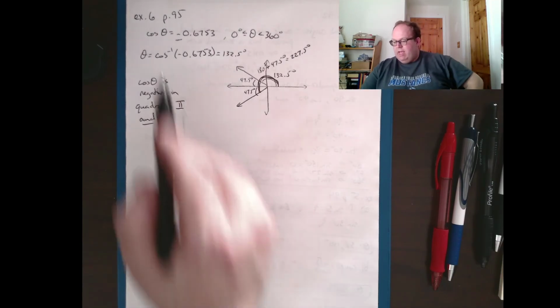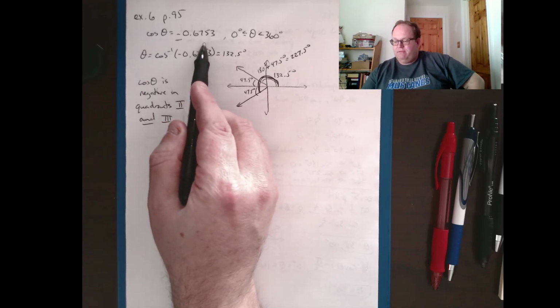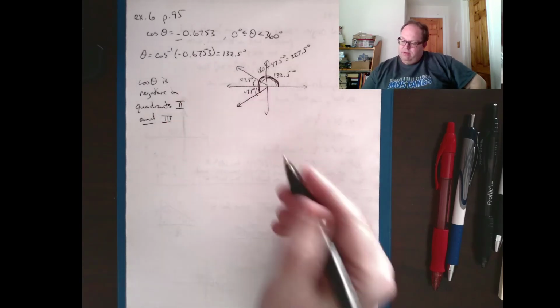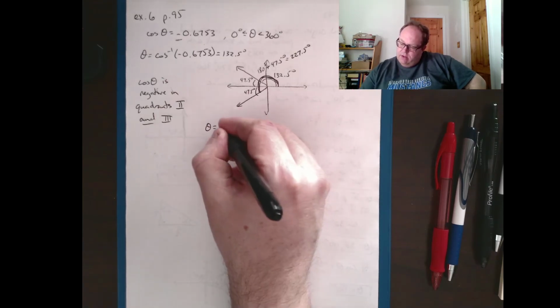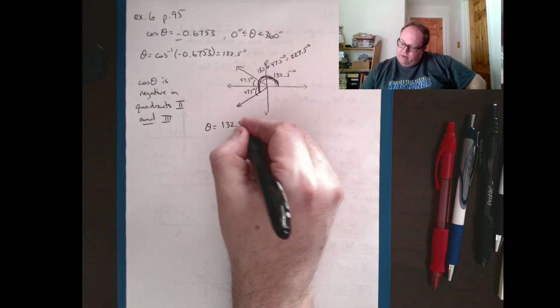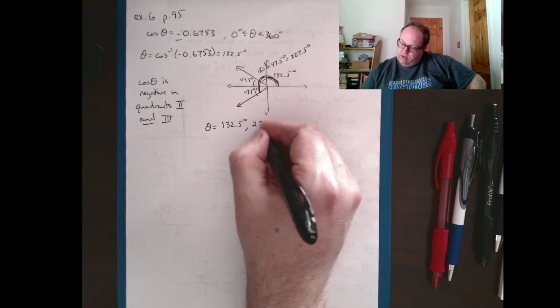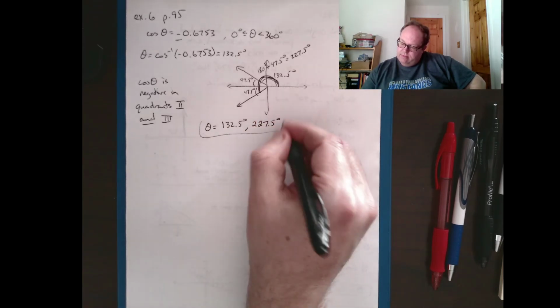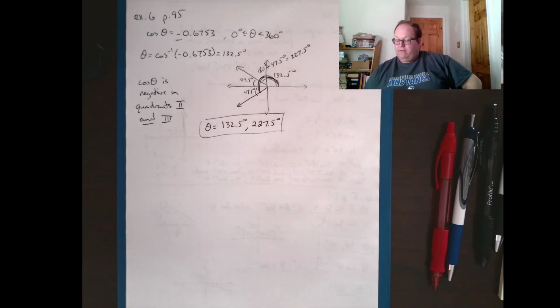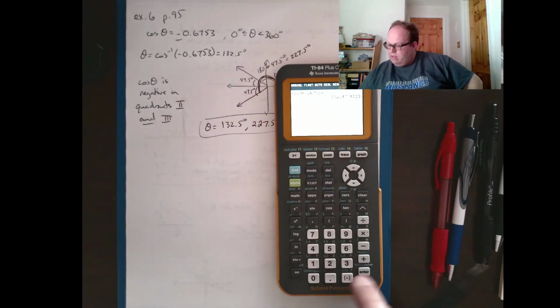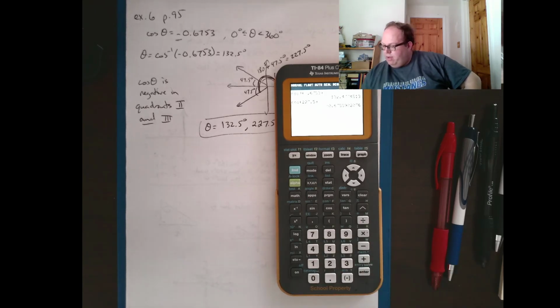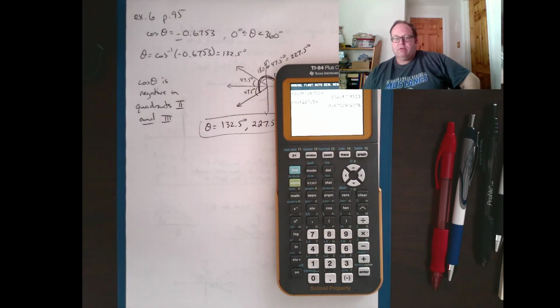So, to have a cosine value of negative 0.6753 between 0 and 360 degrees, your angle could be 132.5 degrees or 227.5 degrees. And you can double check these easily enough, because you can just go to your calculator and show that the cosine of 227.5 is negative 0.675, well, 6 rounding at the 10,000ths place, because we rounded these off to tenths.